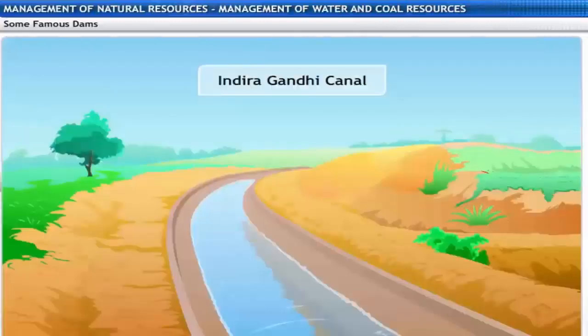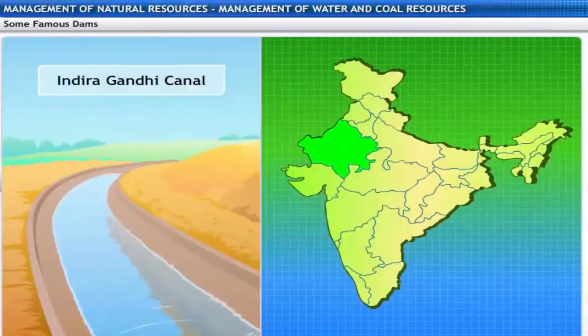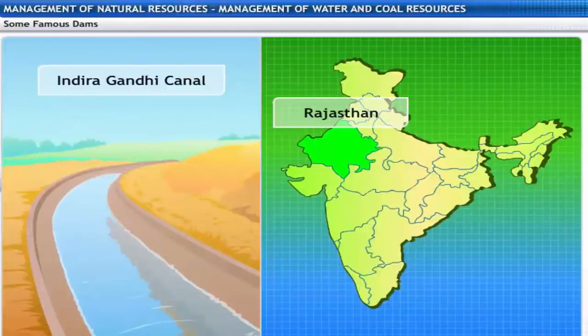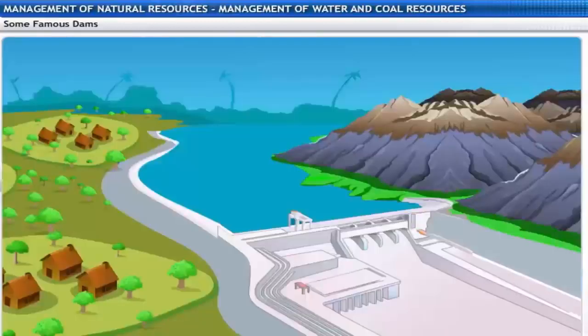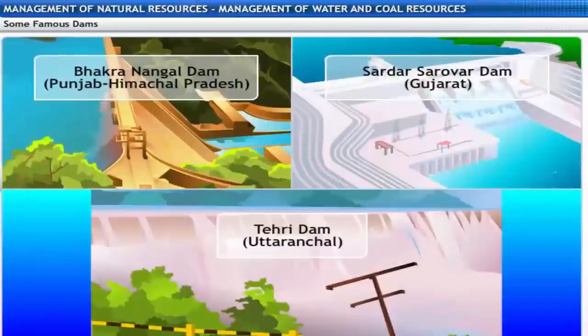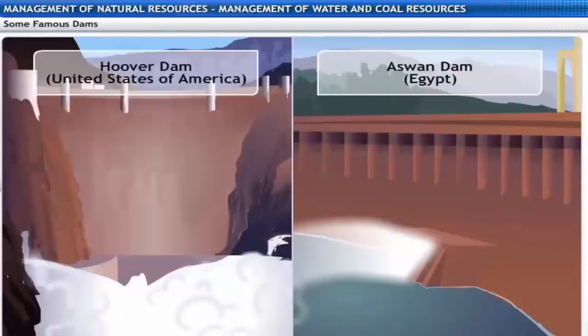The Indira Gandhi Canal is one of the biggest canal projects in India, which brought greenery to northwestern parts of Rajasthan. Another major benefit of dams is that they help to control floods in an area. Some famous dams in India are the Bakranangal Dam, the Sardar Sarovar Dam, and the Tehri Dam. The Hoover Dam in the US and the Aswan Dam in Egypt are some internationally famous dams.